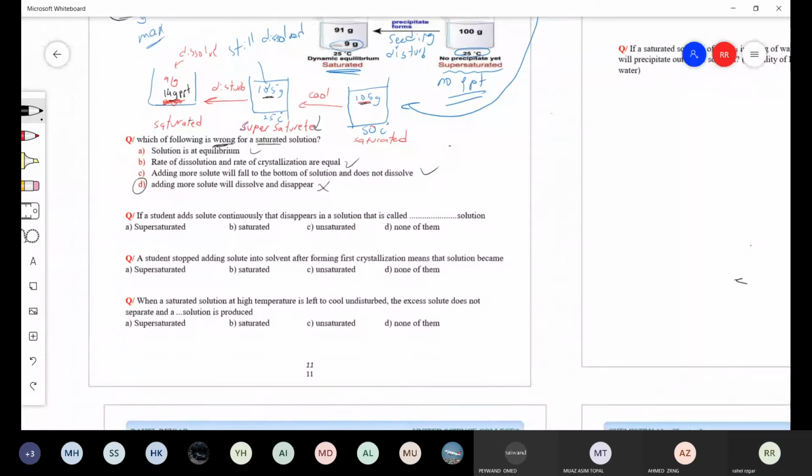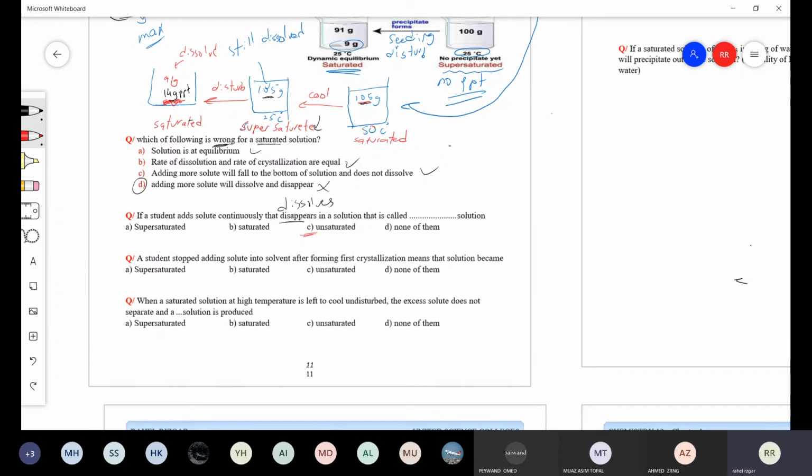Next question. If a student adds solute continuously, and it disappears in a solution, that solution is called what? It dissolves. Unsaturated. Unsaturated, yes. So the answer is actually C.